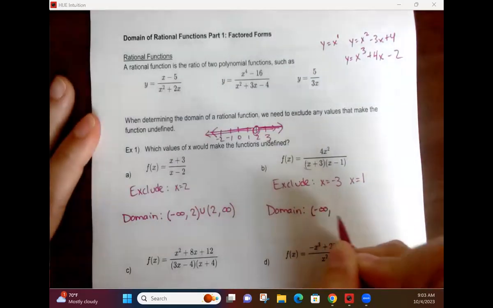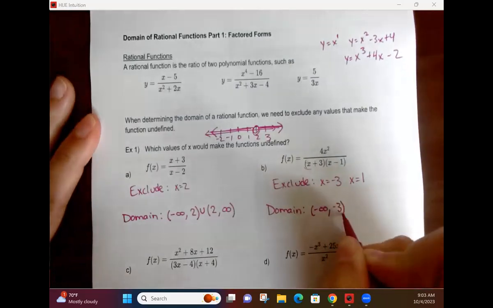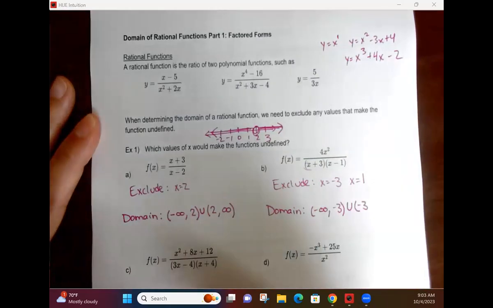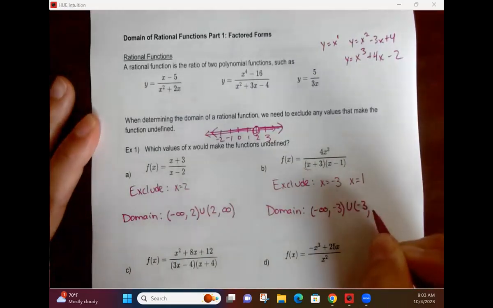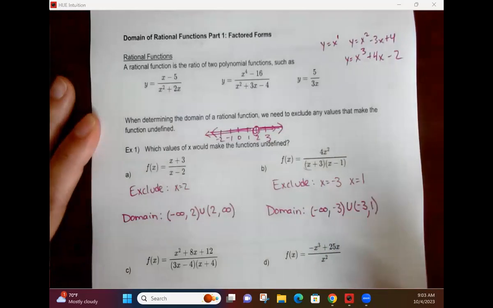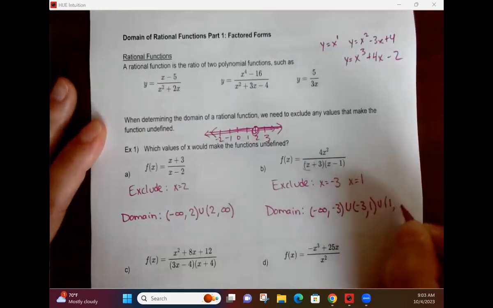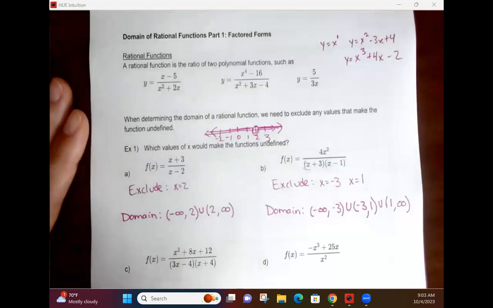So I would have -infinity up to -3, and then I've got to stop and break, because I can't include -3. But I can do bigger than -3 up to +1. But I can't include 1, so we stop and break, and then anything bigger than 1. So 1 to infinity.